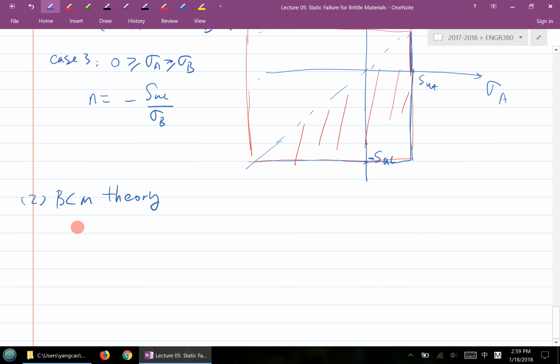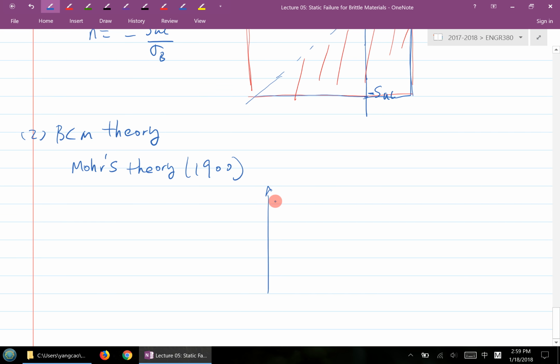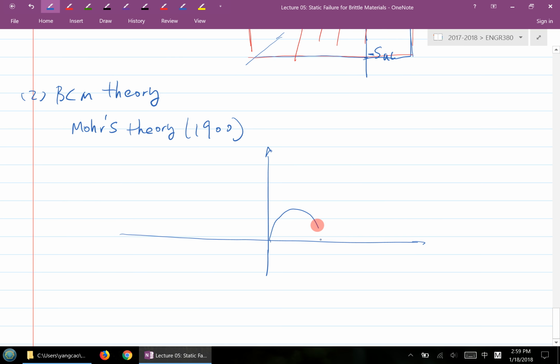So the BCM theory is initially based on the so-called Mohr theory, which was proposed in 1900. It's a guy called Mohr. What Mohr's theory states is a very simple theory. You want to predict a failure of a part or material, so let's do experiments. You could do basically a tensile test.